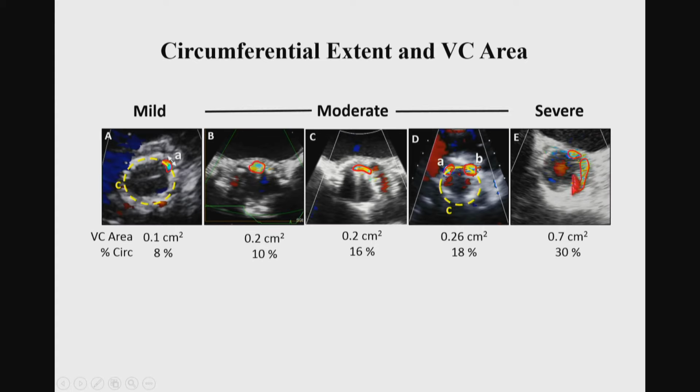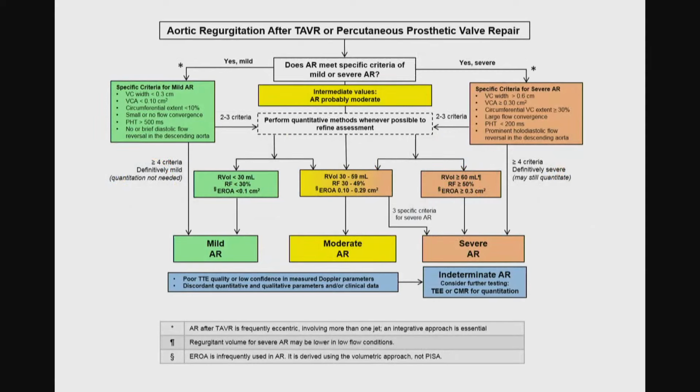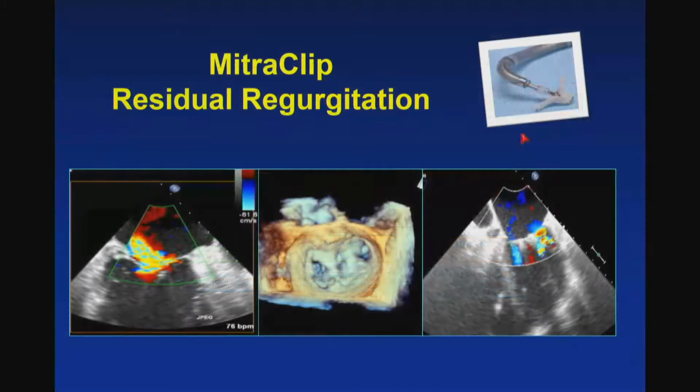The larger the extent, obviously, the more severe the regurgitation, greater than 30% or so. But at times you may have two areas of lesions that you have to sum, and use vena contracta area. I just gave you the algorithm that we proposed. We're not going to go through it today, but the things that will be specific for severe AR after a TAVR procedure are a large vena contracta as well as area, circumferential extent greater than 30%, a short pressure half-time, not specific here though, and prominent holodiastolic reversal in the aorta.